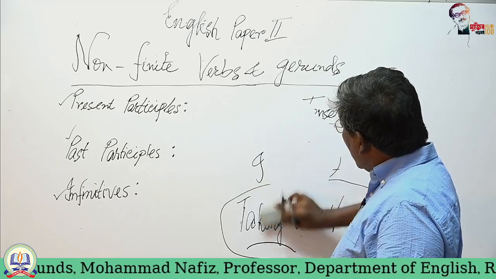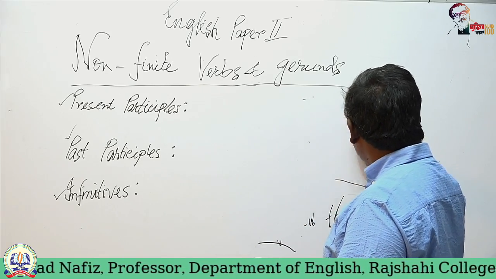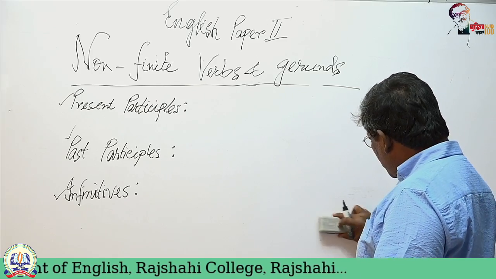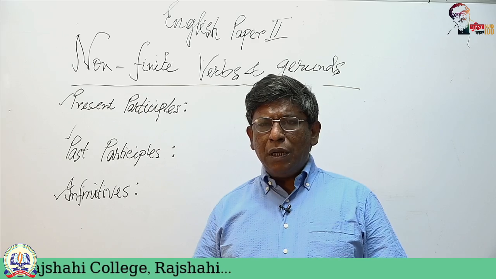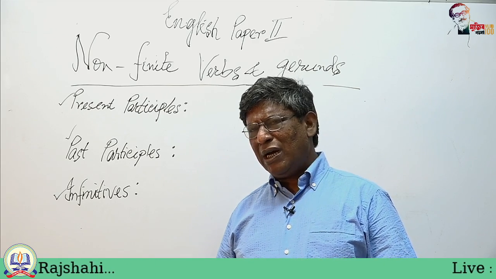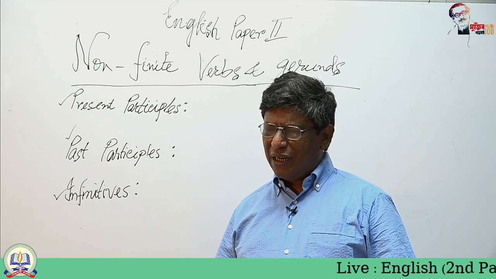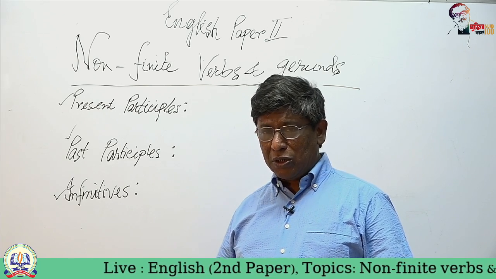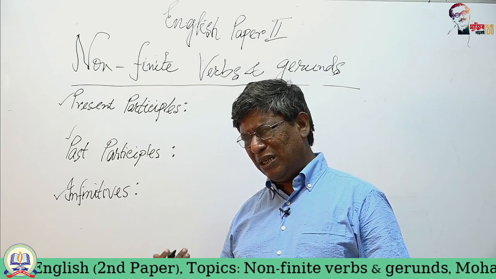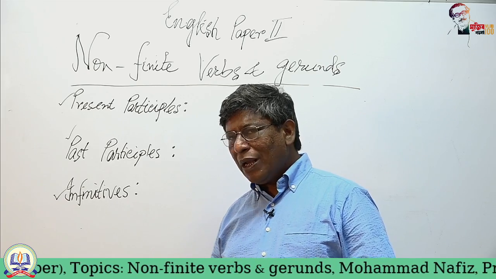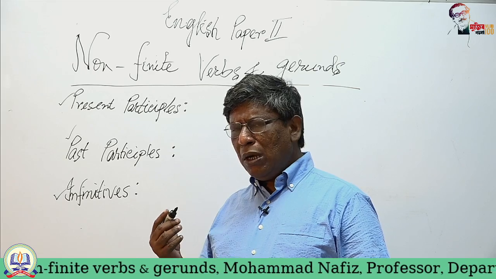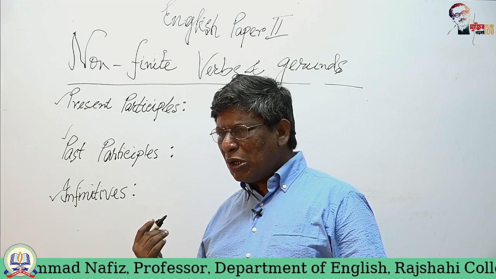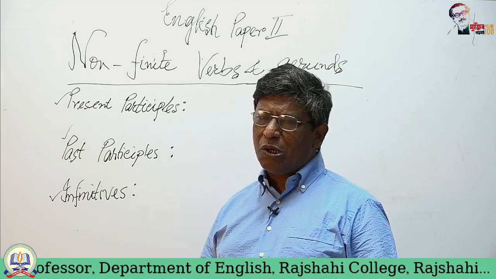And the sequence of non-finite verbs is related with the happening of the finite verbs. Verbs mean an action. Therefore, non-finite verbs refer to the actions either done before the finite verb or done after the finite verb, or done simultaneously along with the finite verb. I repeat the sentence. Non-finite verbs are done either before the action of the finite verb or after the action of the finite verb, or sometimes along with the action of the finite verb.